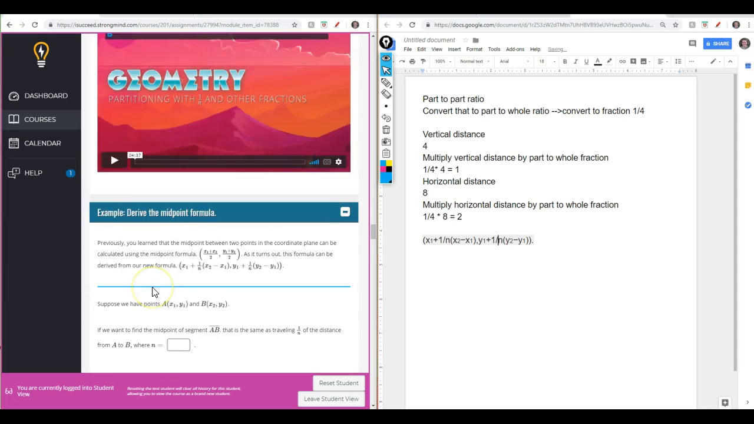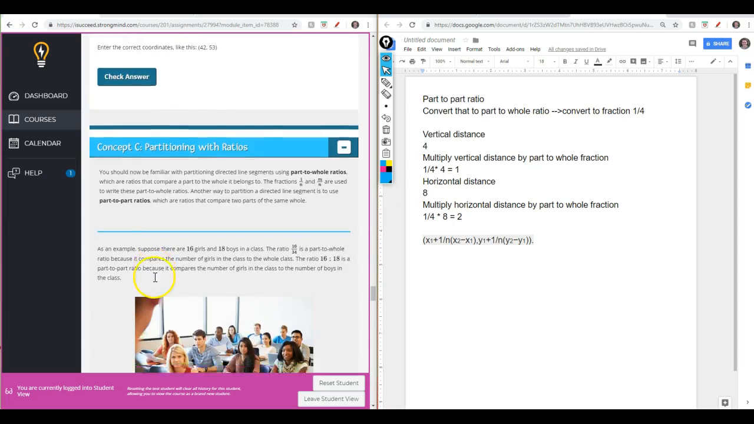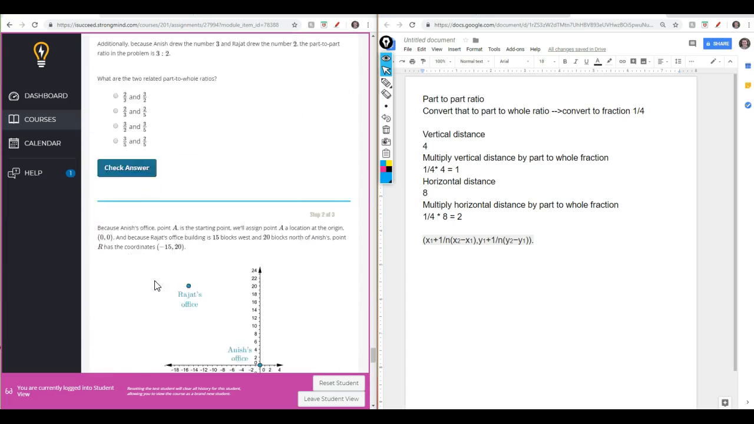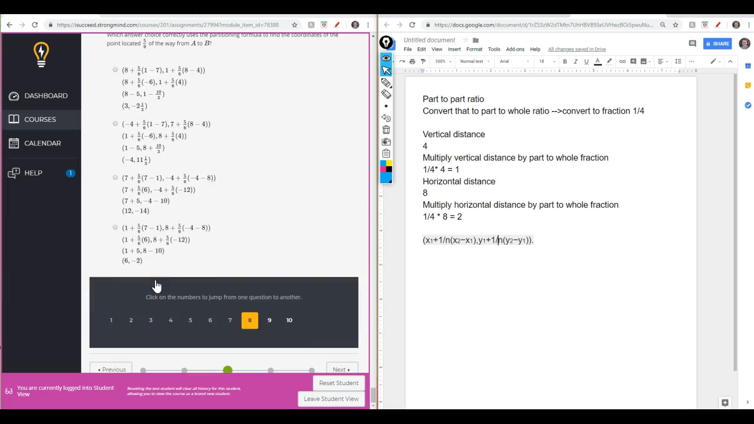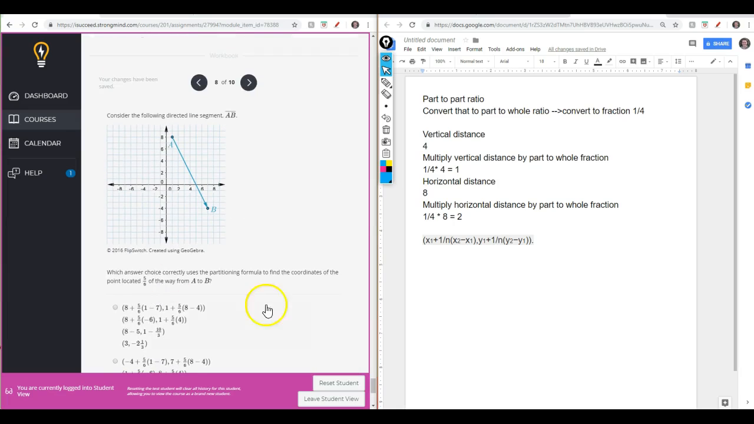So then I would go back down to my question, and I would look at what information they gave me. And okay, so we have point A is going to be our x1, y1, because it's our starting point, and point B's coordinates are going to be our x2, y2 because it is the ending point.